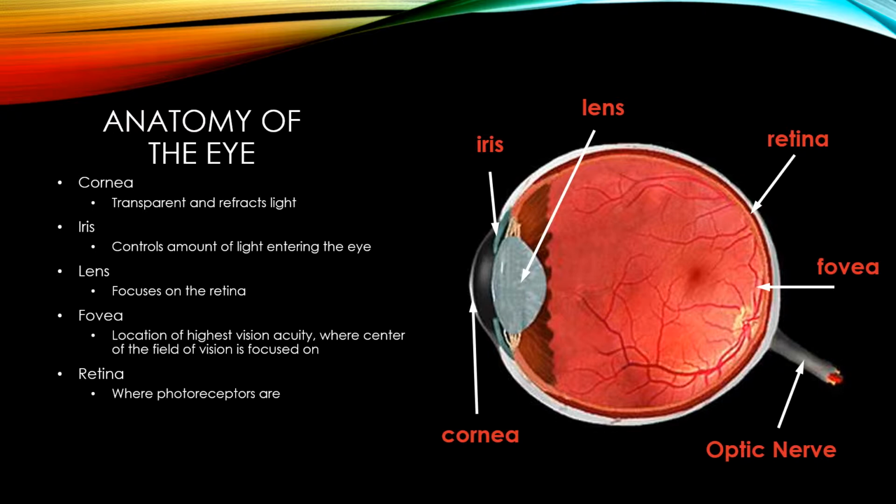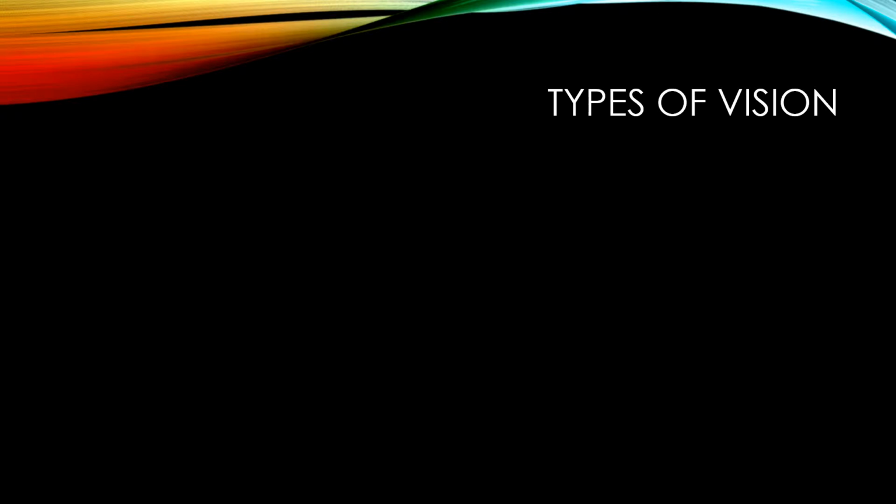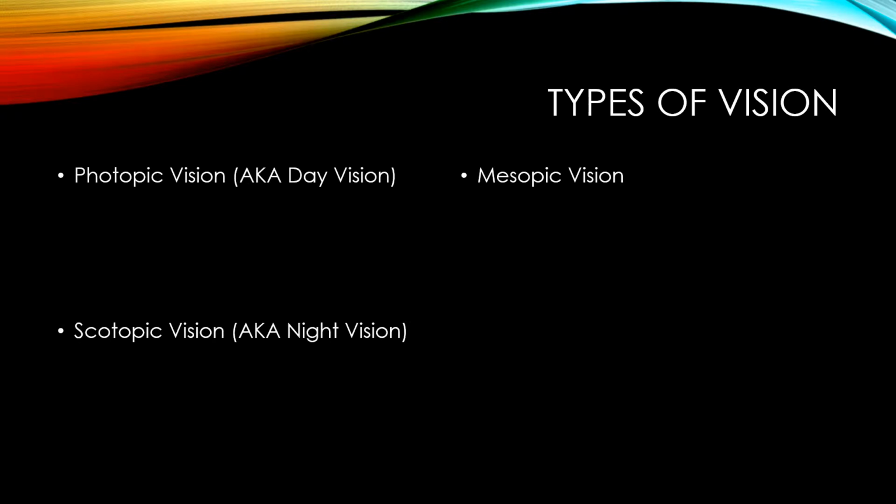And we have the retina where photoreceptors are. And lastly, the optic nerve, which receives light signals, sending neural signals to the brain. So let's talk about the types of vision that we have. There's three of them. We have the photopic vision, scotopic vision, and mesopic vision.